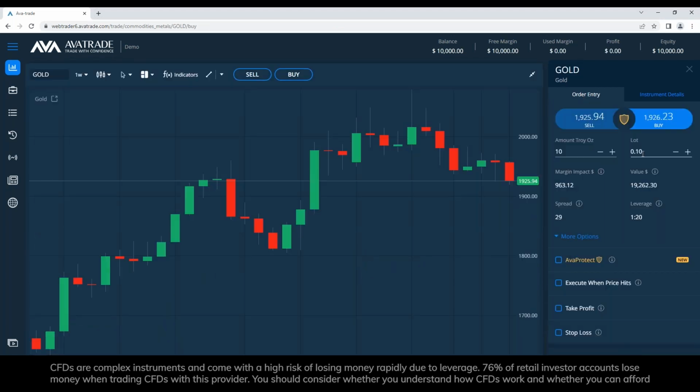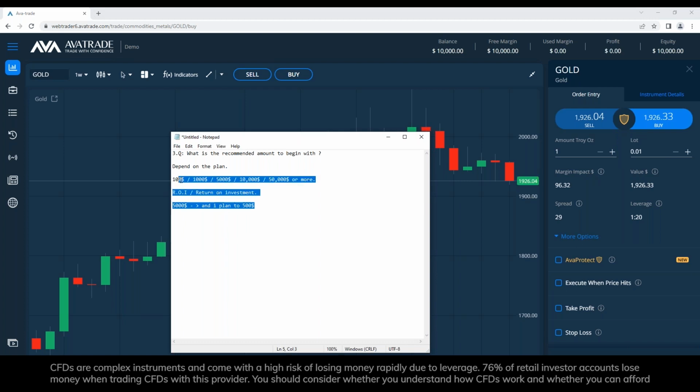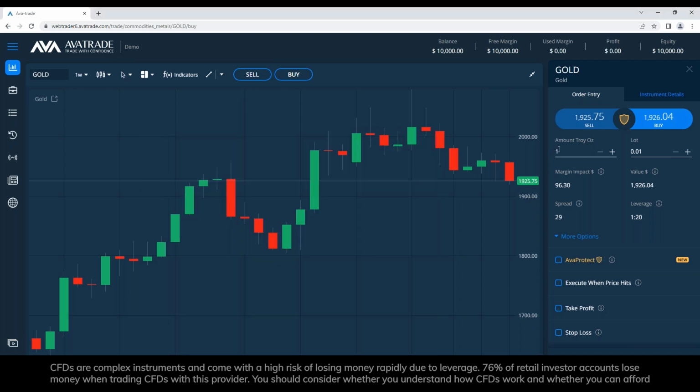So initially we analyzed gold and we saw that 0.01 requires almost $100, right? Thanks to the leverage. Now, if I put $100, is that a good amount to recommend? Is that a recommended amount to begin with? Maybe. But I should consider that if I want to trade gold with $100, it's going to occupy 96.3% of my margin, which doesn't leave me a lot of room to maneuver.